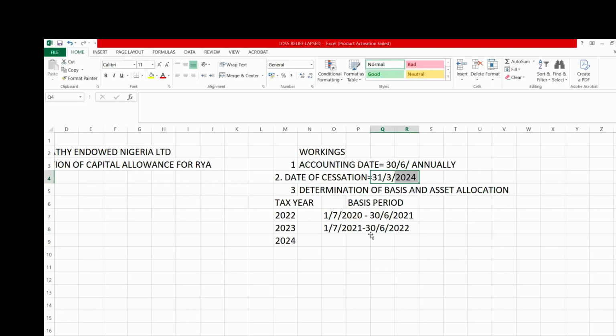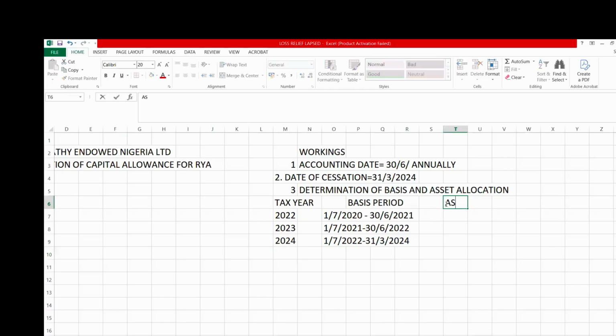So because I'm doing capital allowance, I want to combine all the basis periods together because of asset allocation. So we have 1/7/2022 to the date of cessation, which is 31/3/2024. I did this because I'm doing capital allowance. On a normal day, I'm supposed to do firstly the one for preceding year, and also do the last one for 2024. But because this relates to capital allowance, we combine all the dates together to the date of cessation.